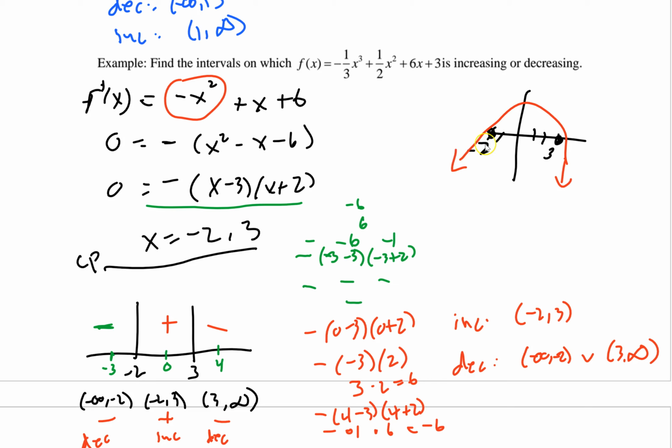So where's the negative? Where's the decreasing? Over here, where it's negative. So negative means less than -2. When's it positive or increasing? In the middle. And negative again on the right. All because I knew the x-intercepts and I knew it was a negative graph, so I had open down. So again, it's another way of doing it.